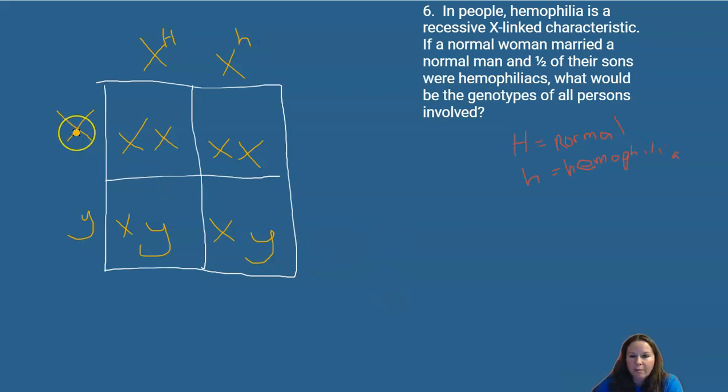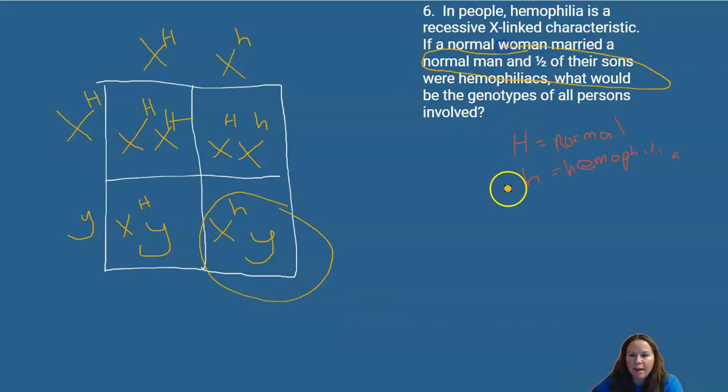What does the father have to be? Well, it says he was normal, so he has to have a big H. Remember, nothing on the Y. So it looks like 100% of their daughters will present as normal, whereas 50% of their sons, or 1/2, have hemophilia, which is what our question asks. So it looks like we figured it out.